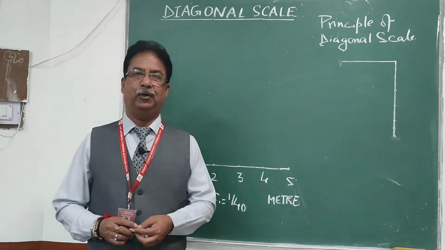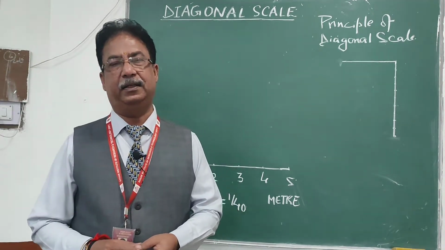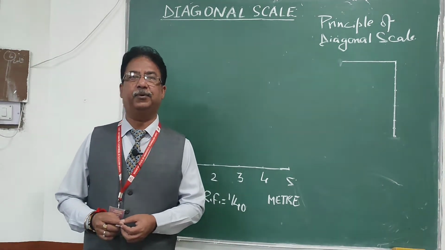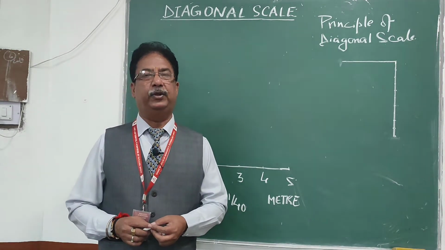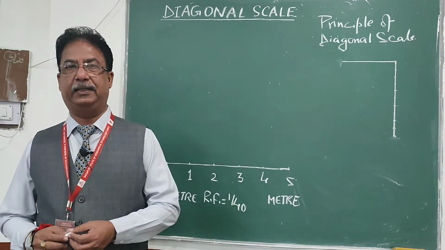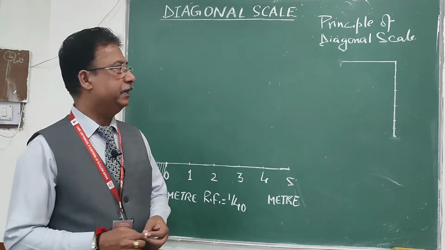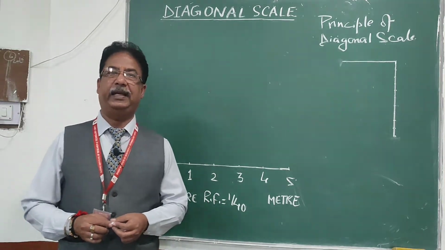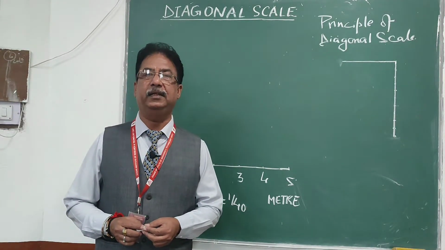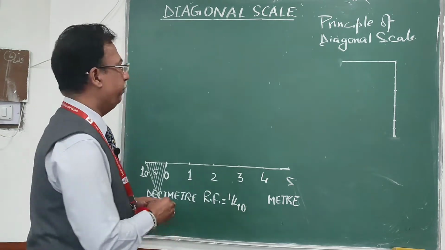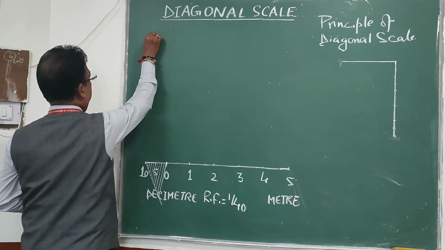So another problem, this time on the diagonal scale. If you remember, last time we discussed the plane scale. Today I am going to discuss the diagonal scale. A diagonal scale is a scale which is used to measure distances in 3 units. In the plane scale we use 2 units.